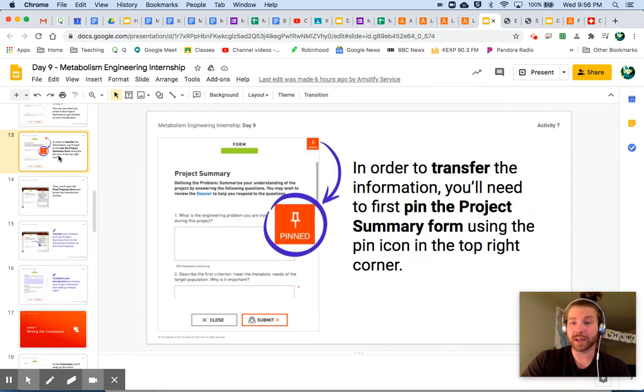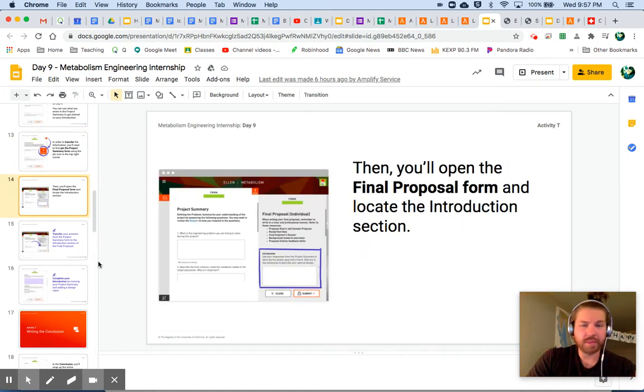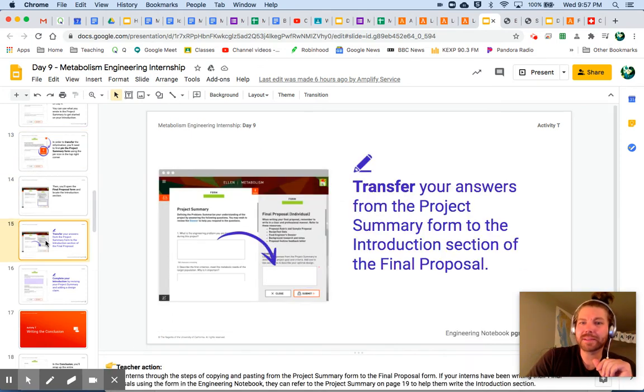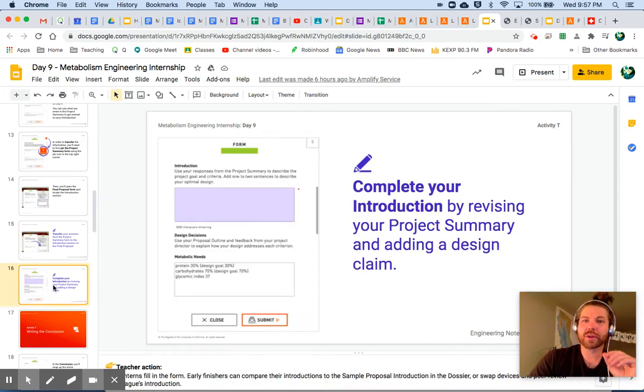So again, could I copy and paste some of that into my introduction? Yeah, you're probably going to need to tweak it a little bit and make it flow better, but you can use that as a good example. So again, like we've done before with some of these sections, you can go ahead and pin your project summary, and then if you want, you can copy and paste some things into your final proposal. But again, you're going to have to tweak it a little bit, make sure it's fine-tuned, make sure it flows well. And revise it, okay?